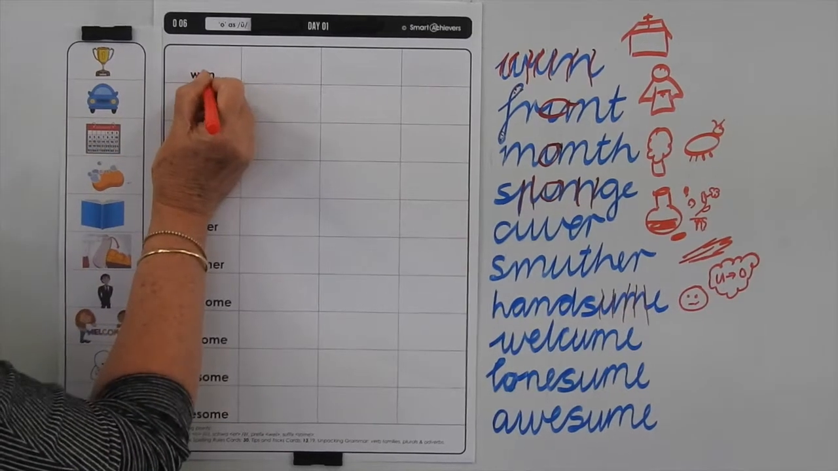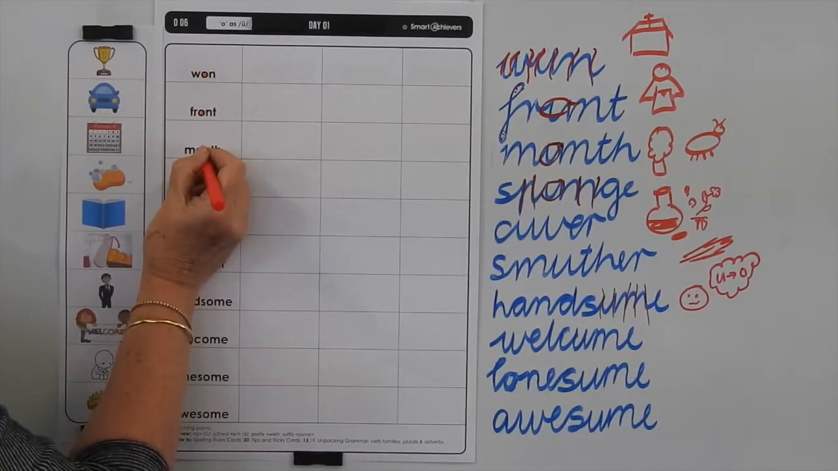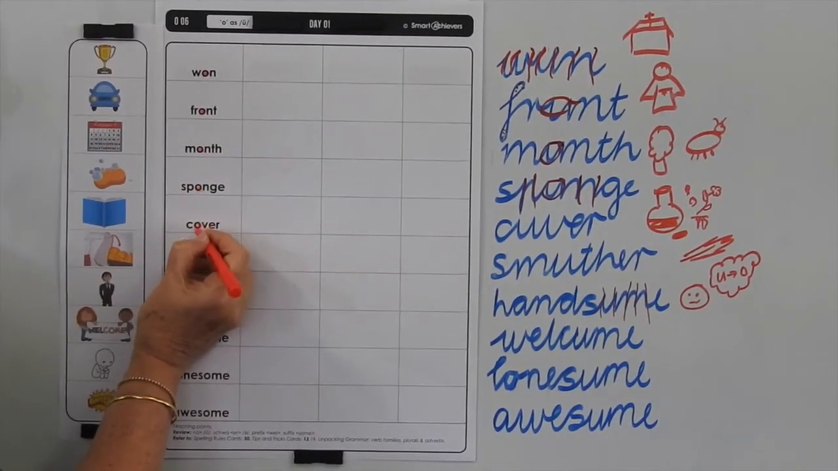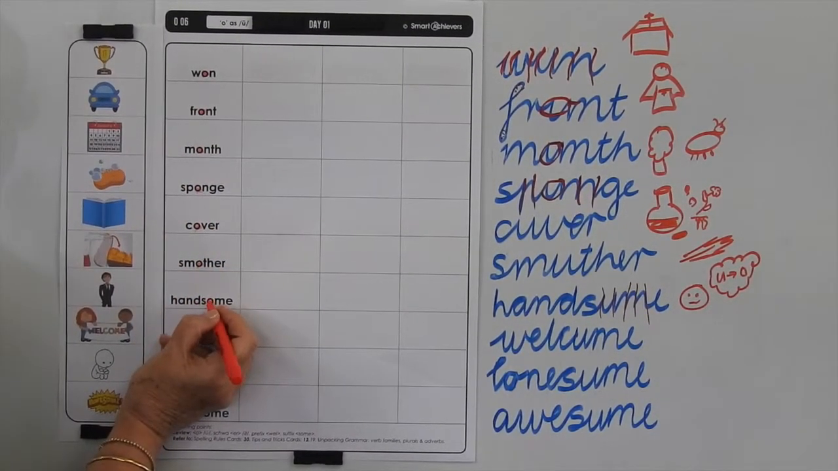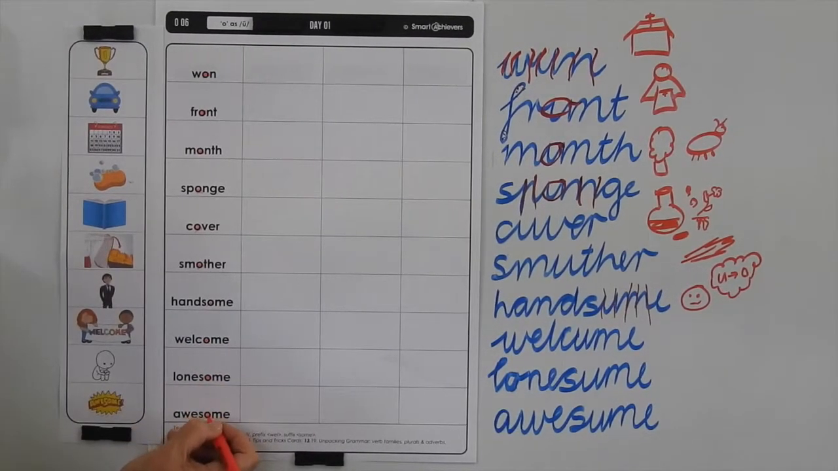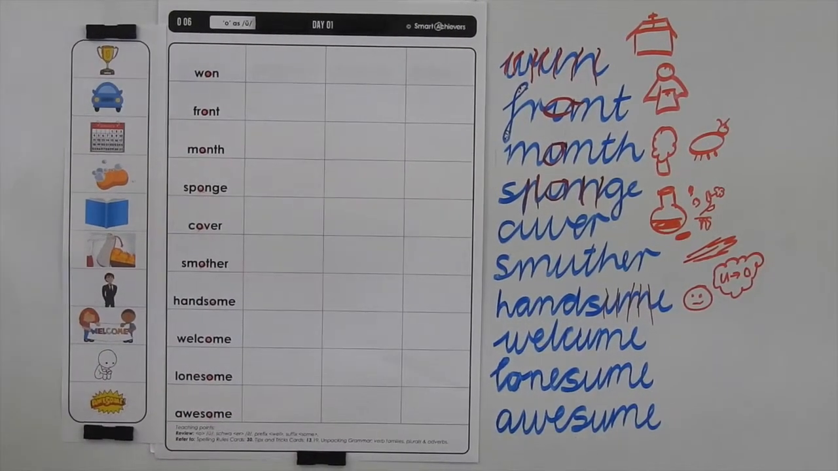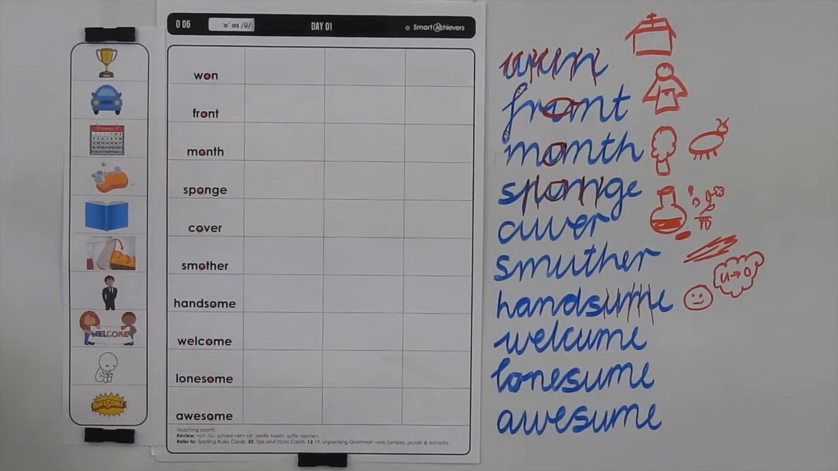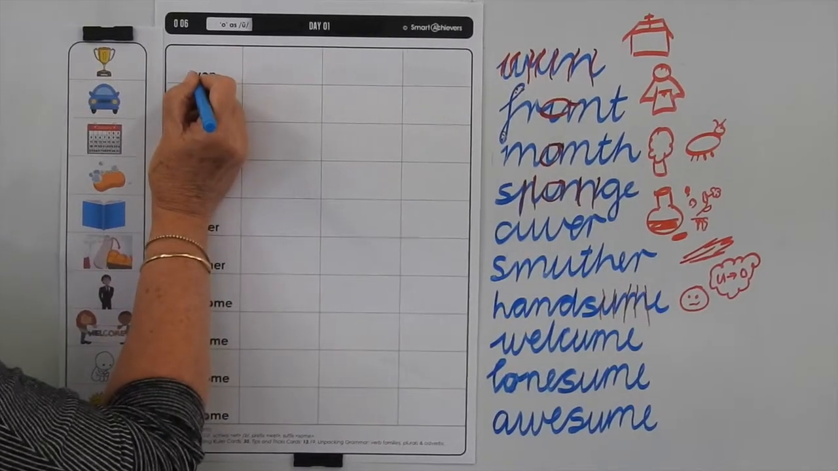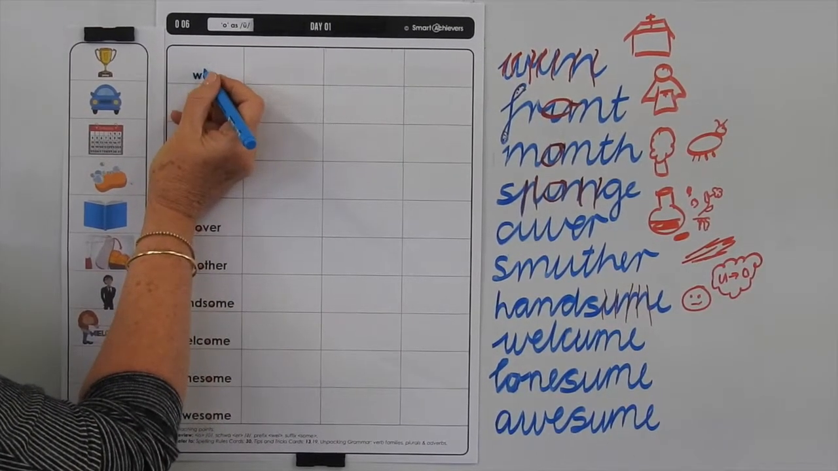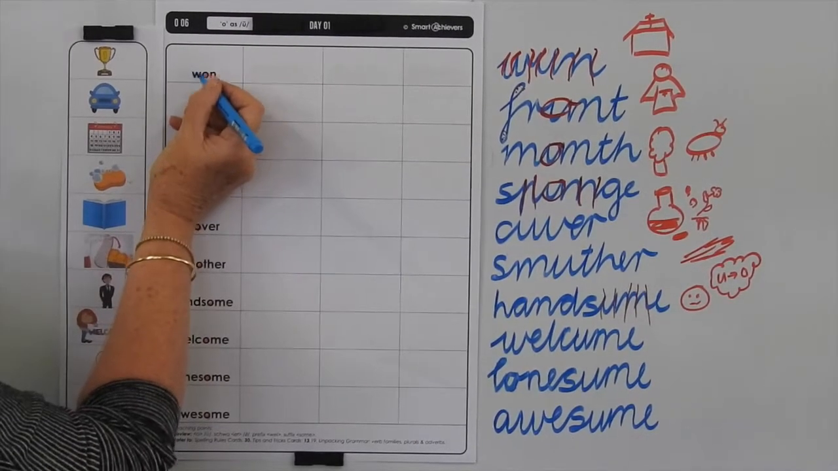Okay, so knowing that, let's go through and highlight the O in all these words that's making the ut sound. So we've got one, front, month, sponge, cover, smother, handsome, welcome, lonesome, and awesome. Now we'll just have a quick look at what other things we have in these words. So we're using just the W for the W sound in one. We know there's no air after the W, so there's no H.